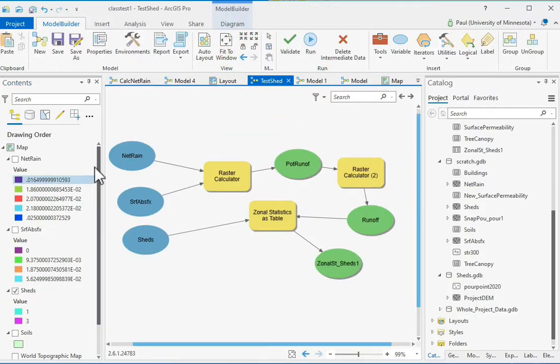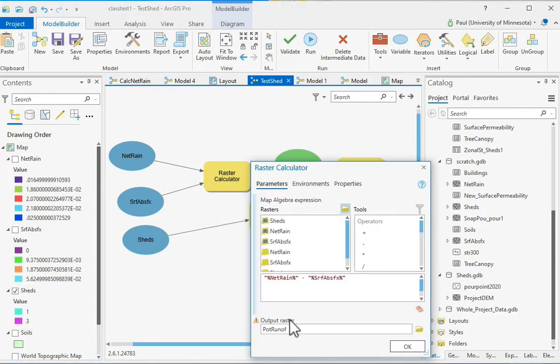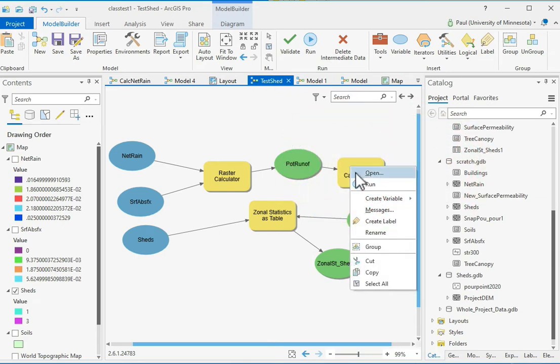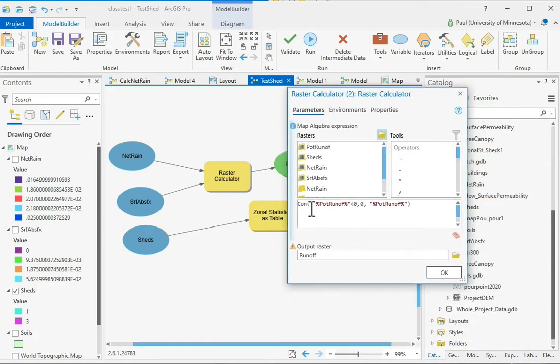So in my model here, with the net rainfall and the surface absorption, I do our simple mass balance. Actually, it shows there when I hover over it, but I'm doing the net rainfall minus the surface absorption. So everything that can get absorbed is getting absorbed. Where there's zero absorption here, the net rainfall will remain at that value and it's subtracted. Now, sometimes the surface absorption can be greater than the net rainfall, and so I have to, in this potential runoff, change that so that I make sure I have no negative values, and use this conditional function.